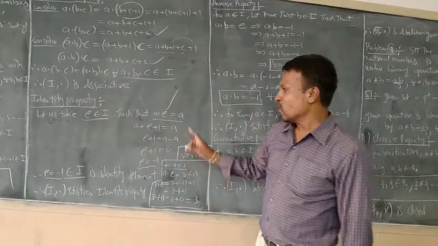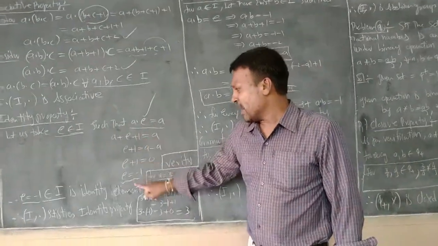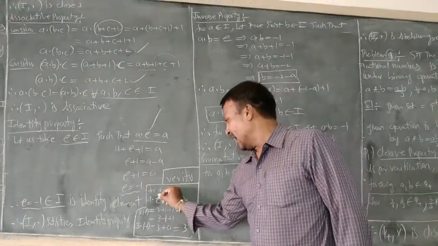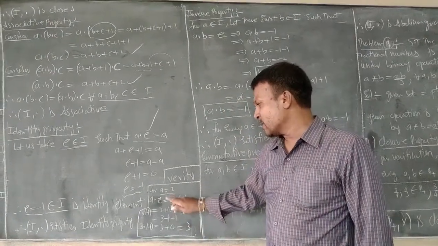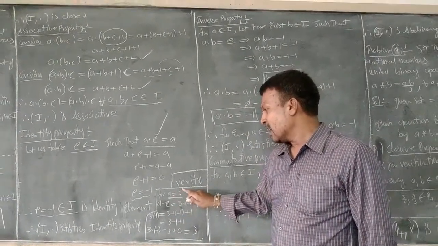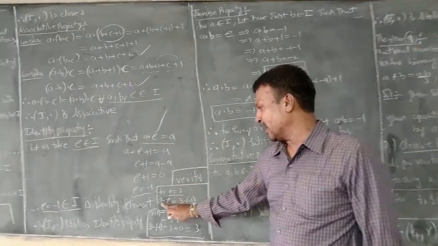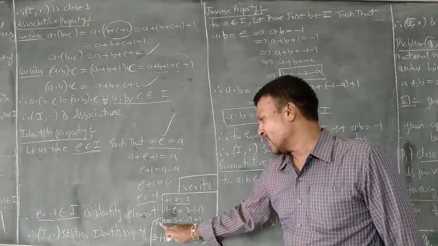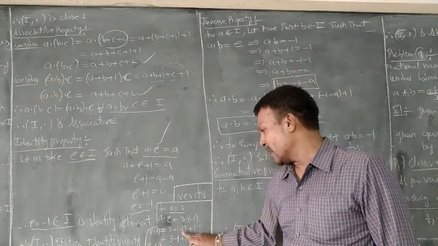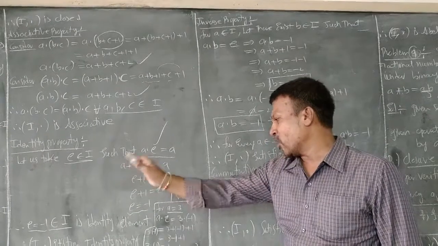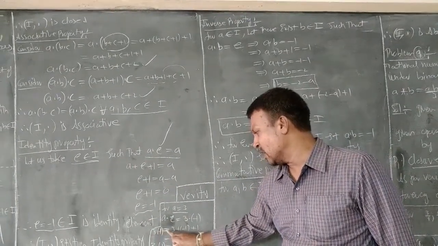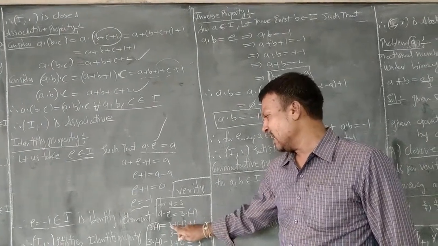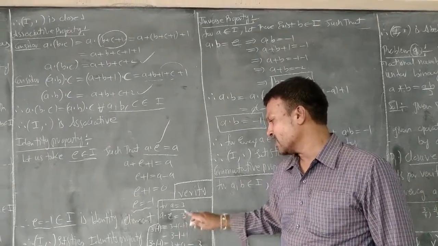Let us verify whether this minus 1 is the identity element or not. So I take a as 3 and I substitute the value of a and the value of e in the identity property. A dot e is equal to 3 dot minus 1, where 3 dot minus 1 can be written as 3 plus minus 1 plus 1 as per the given binary operation a dot b is equal to a plus b plus 1. Instead of a it is 3, instead of b it is minus 1.